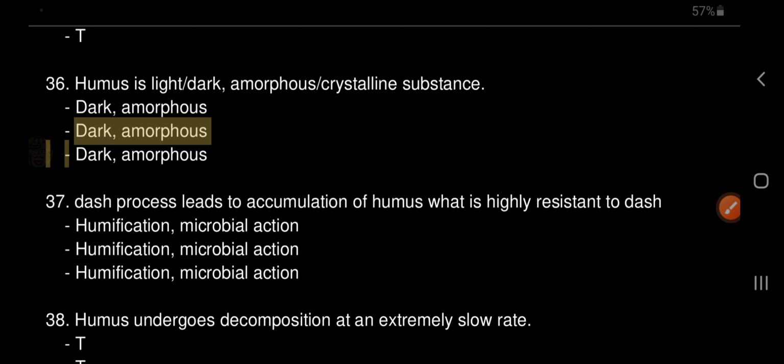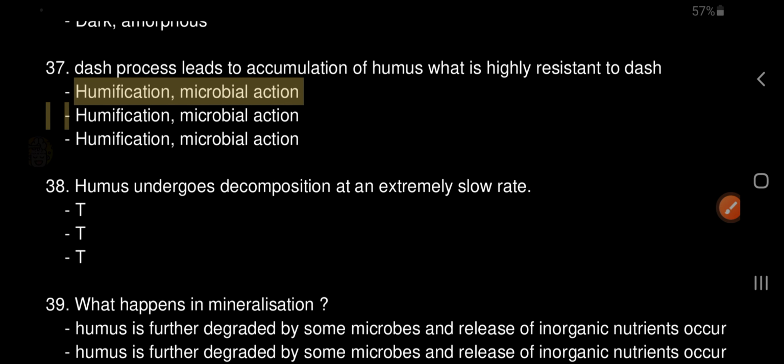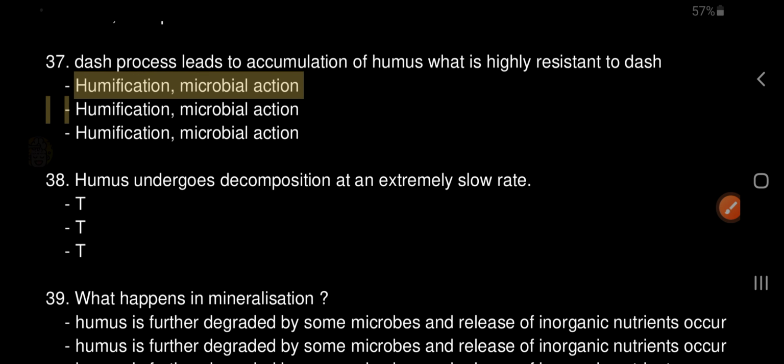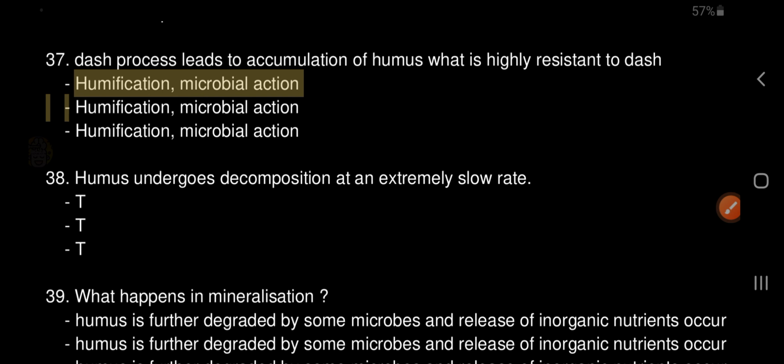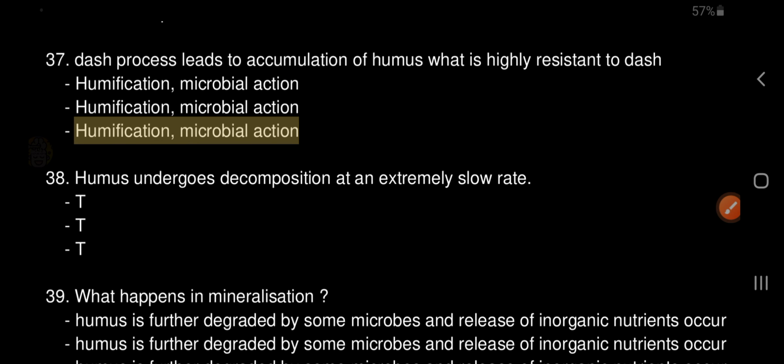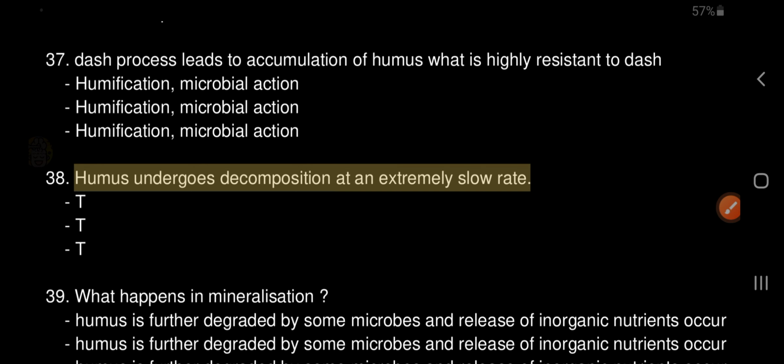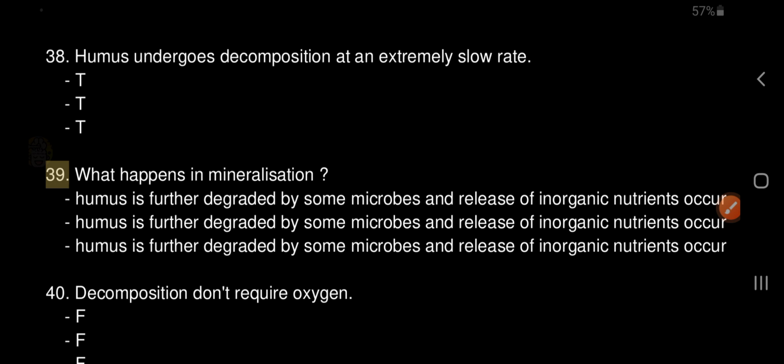37. Dash process leads to accumulation of humus which is highly resistant to dash. Humification, microbial action. 38. Humus undergoes decomposition at an extremely slow rate. True.